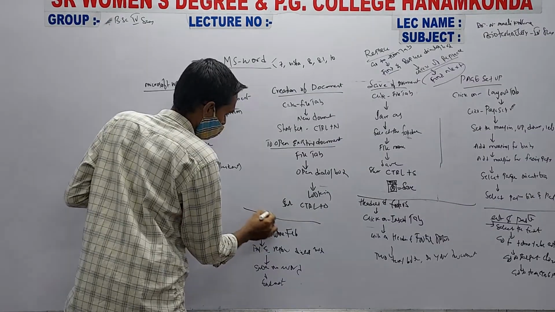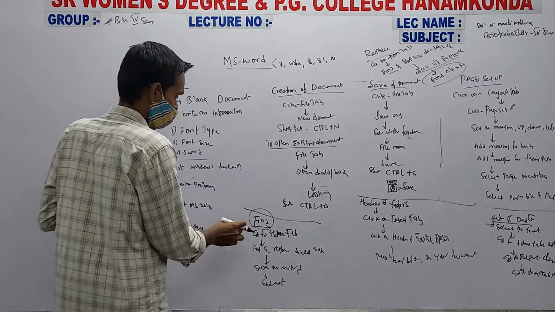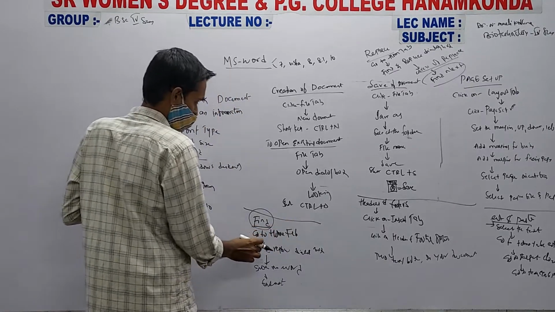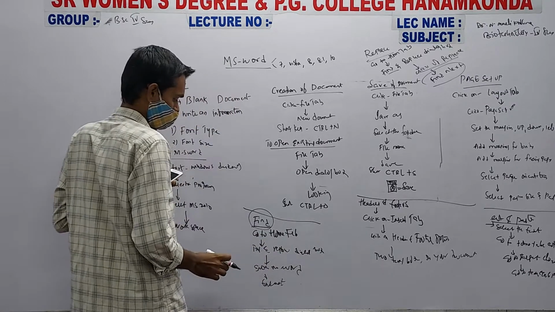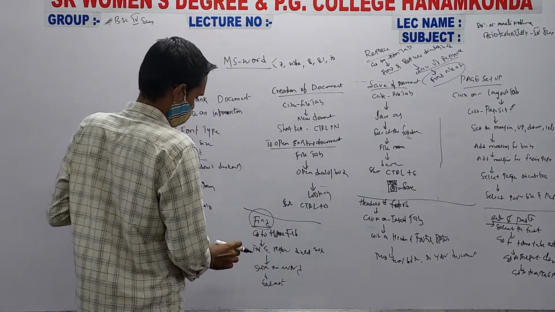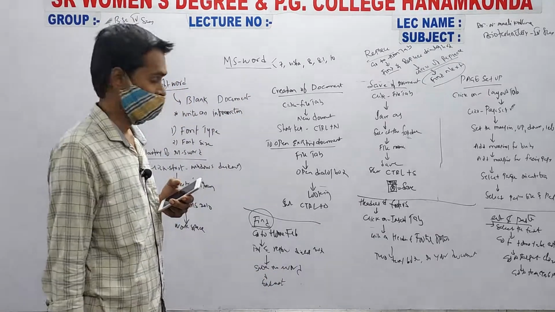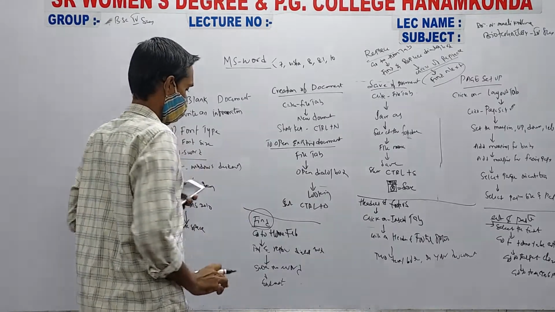Next, find. In this find, you have to go to the home tab, where we find the find and replace dialog box, and next enter the word and go for the find next option. So this is about the find option.